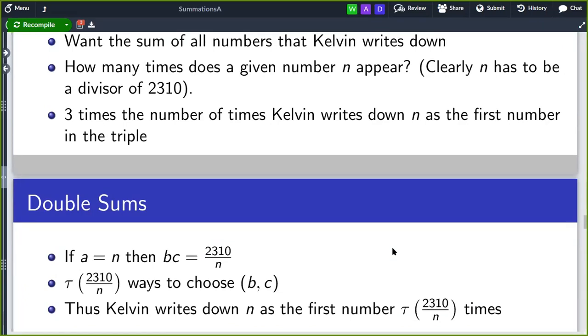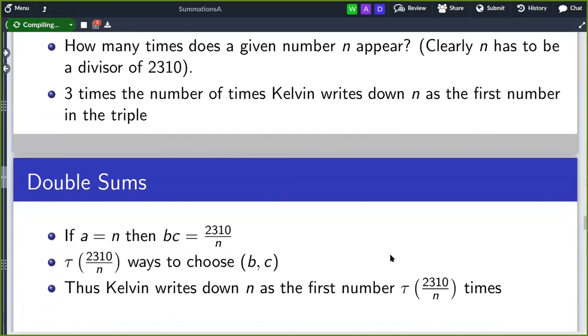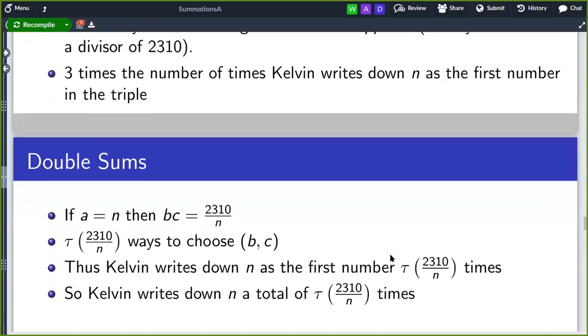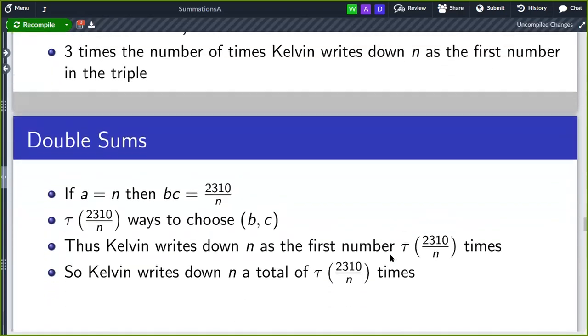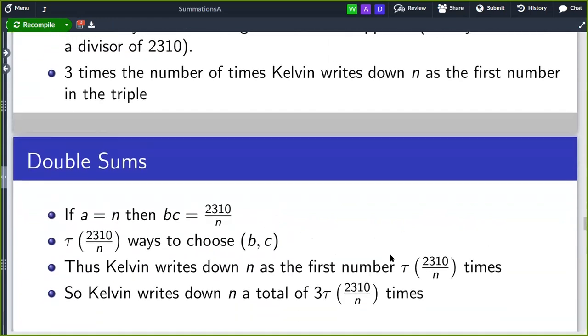So now Kelvin writes down n a total of 3 times tau of 2,310 over n times. So what we want now is the sum of all of the numbers that Kelvin writes down on the board. The number of times Kelvin writes down n on the board is 3 times tau of 2,310 over n. So the sum of all the n's he has on the board is 3n times tau of 2,310 over n.